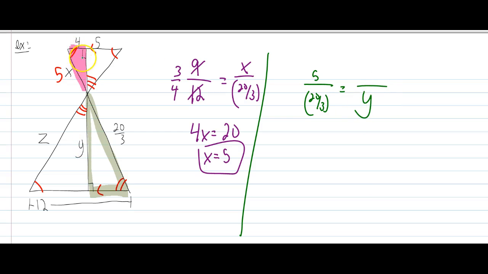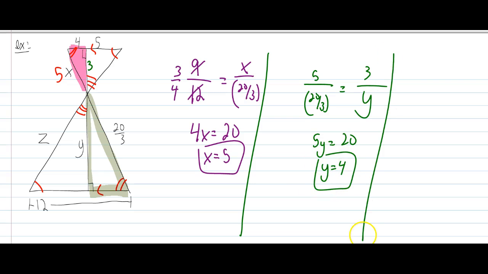Now in this triangle, because it's a right triangle, I have a leg of 4, hypotenuse of 5, I can use Pythagorean theorem or recognize that it's a Pythagorean triple. 3 squared plus 4 squared equals 5 squared. So it's going to be 3 over y. Cross multiply, 5y is equal to 20, which means then that y is equal to 4. So there's our second variable solved. Now I know that y equals 4, that's a little bit more specific.